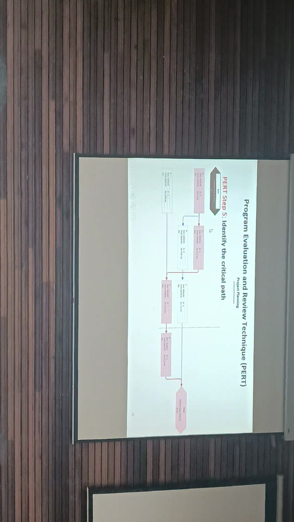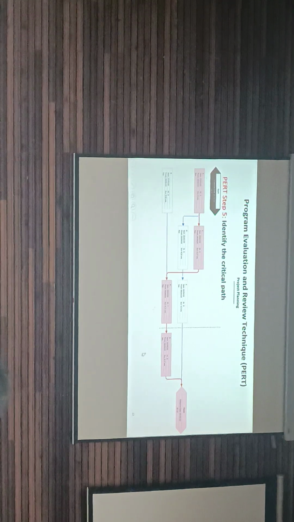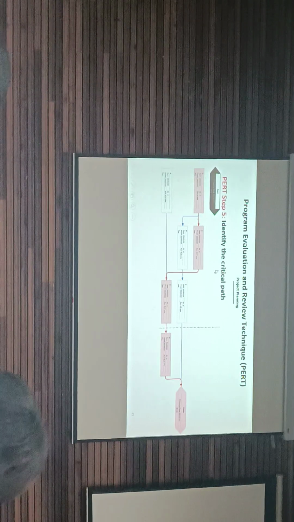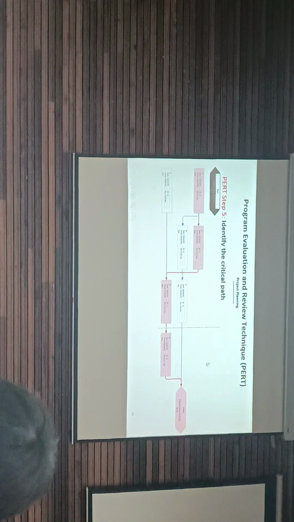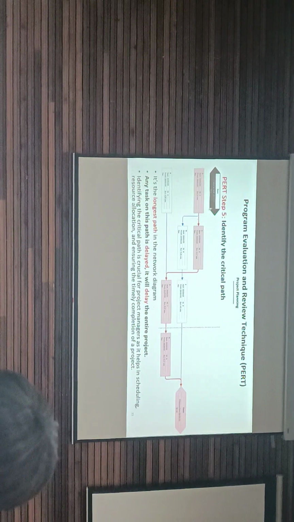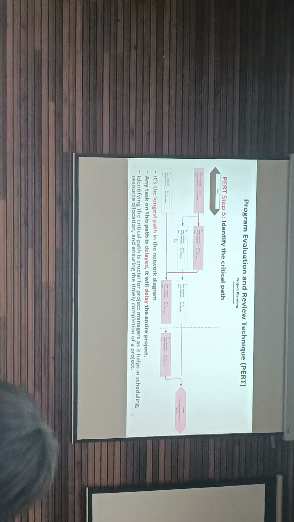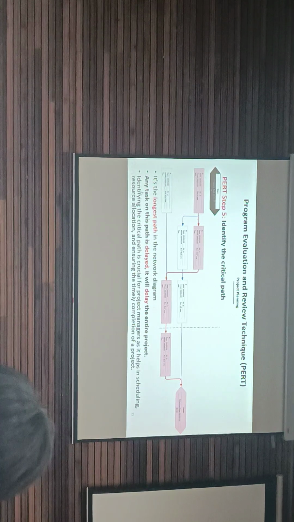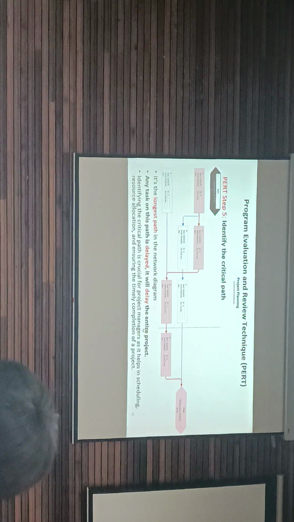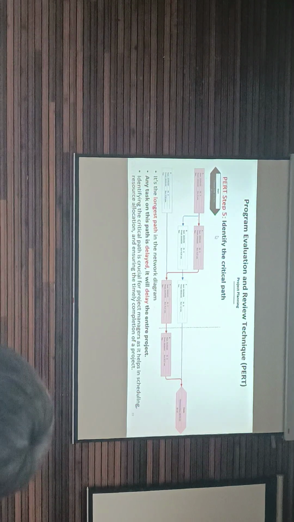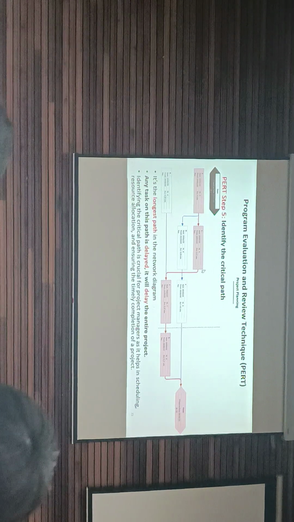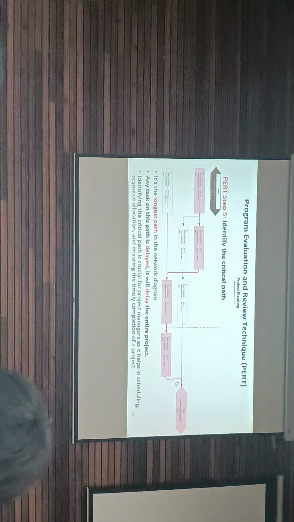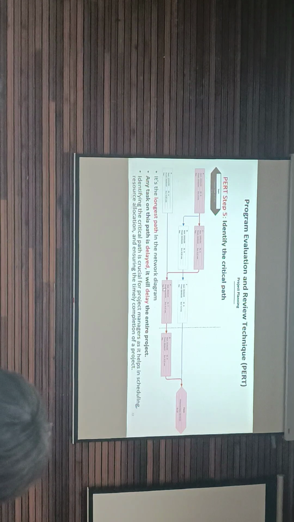Okay, so next, when you have the network diagram, then you can see the critical path. The red line is the critical path. The critical path is the longest path in the network diagram. If any task on this path is delayed, it will delay the entire project. So the tasks along the critical path cannot be delayed.